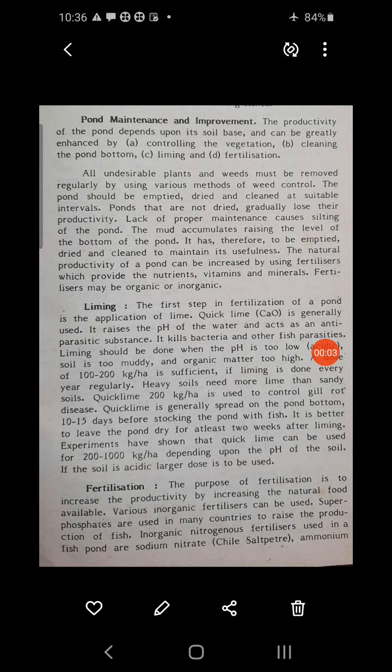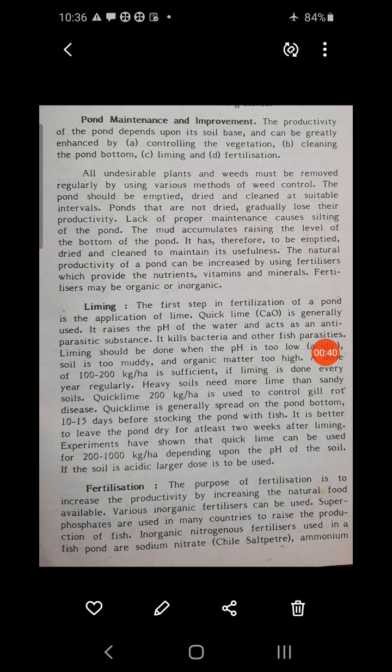Dear students, last time we saw the construction and maintenance of a fish farm. For the construction, we had seen the location of the fish farm, topography, soil type, water supply, all these things we need. After the source of water and the various types of ponds are covered, we need pond maintenance and improvement. So this is the last part of this chapter, that is pond maintenance and improvement.